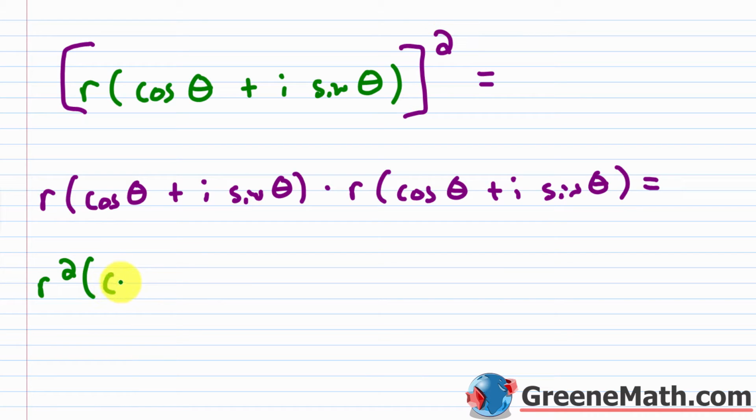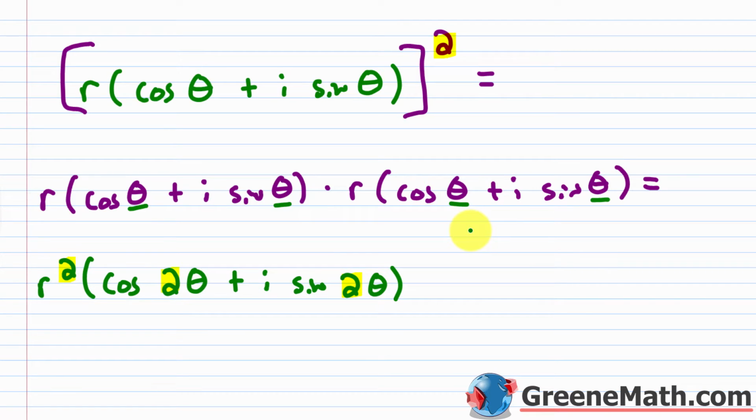Then times the quantity, you have cosine of, remember, you add the arguments, so theta plus theta is 2 theta. Then plus i times the sine of theta plus theta. You add the arguments; this is 2 theta. I want you to notice some things. Again, this 2, this exponent, matches this exponent here. And then inside the parentheses, it's multiplying the argument. So the general rule is whatever this exponent is, and this can be any real number, though for today we're just going to work with positive integers, it's going to be your exponent on r, and then it's going to be multiplied by your argument inside the parentheses.